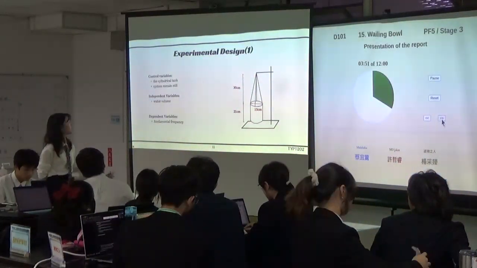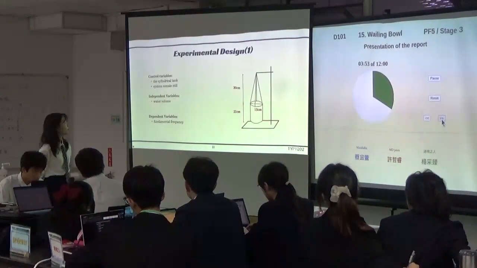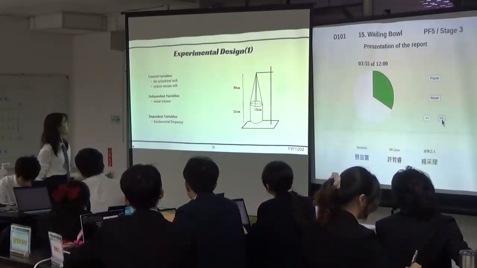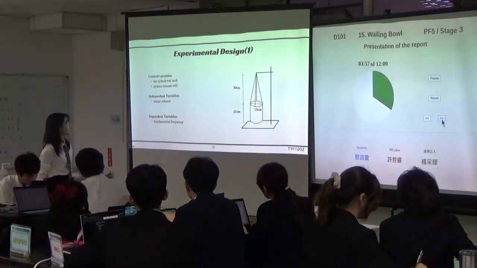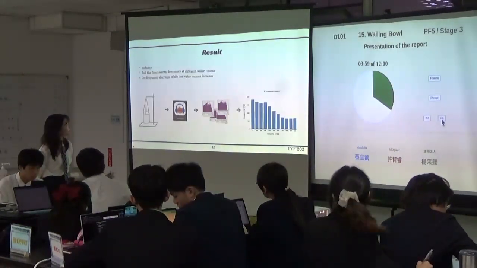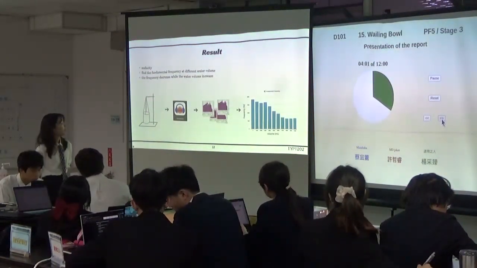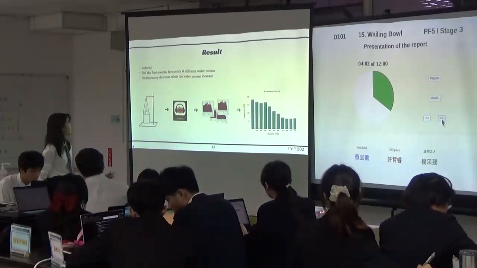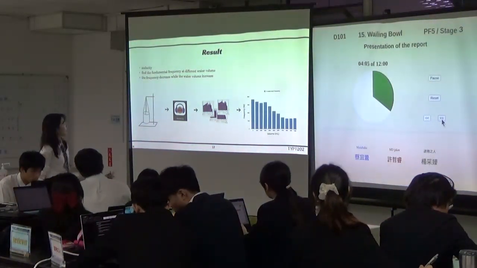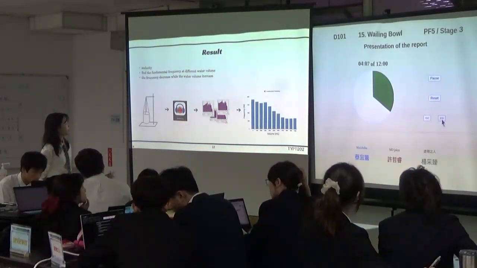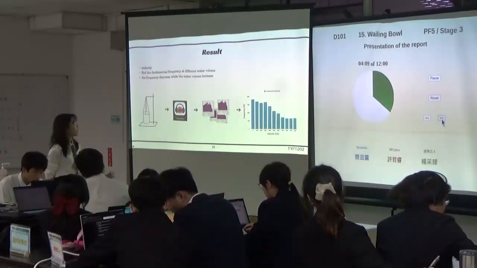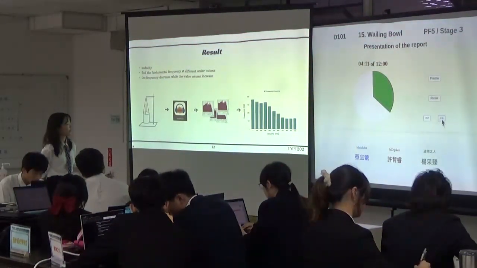For the experimental design, we first want to find the relationship between the water volume and the fundamental frequency. The method is that we strike the ball and record the sound, then put it into a software, observe the spectrum, and quantify it like this.